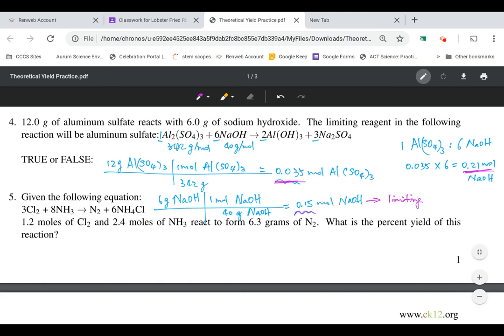So it says the limiting reagent is aluminum sulfate, which is false. The limiting reagent is sodium hydroxide. Okay.